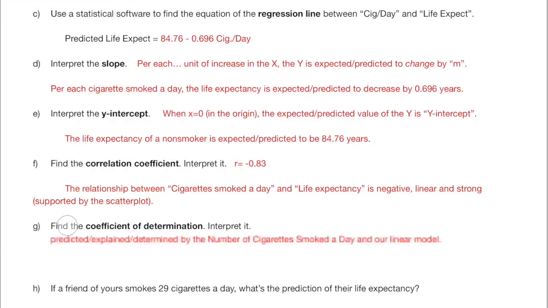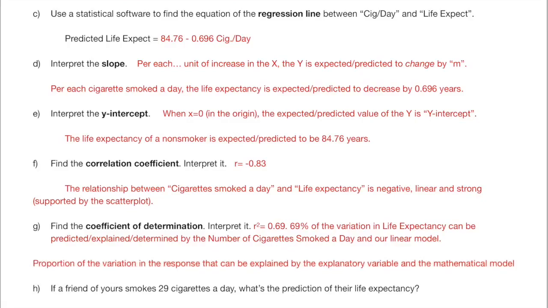Question G. Find the coefficient of determination. Interpret it. The coefficient of determination is simply the square of the correlation coefficient. In this case, it is 0.69. Here a warning. Usually, it is completely different from the slope. In this particular exercise, coincidentally, they are very similar.